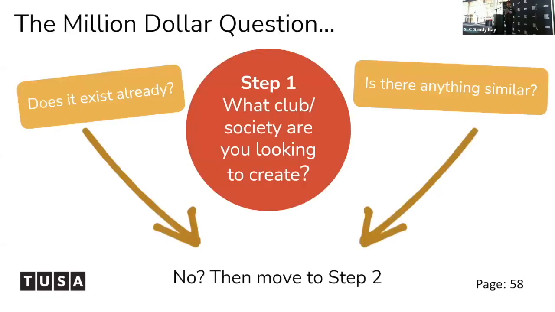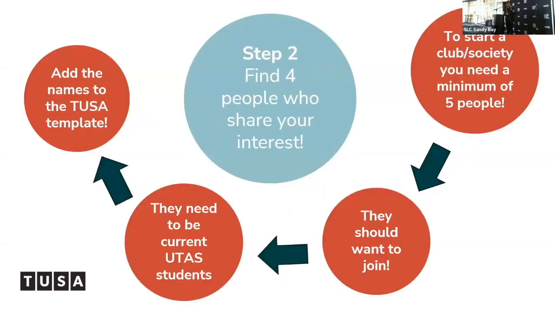So step one is about defining what you're trying to create. We would not consider affiliating any new club or society whose objectives are essentially the same as an already existing society. So make sure that it's really different, especially when you're creating your objectives. Otherwise, you wouldn't go through with that affiliation step.